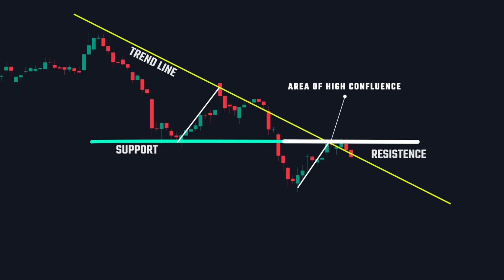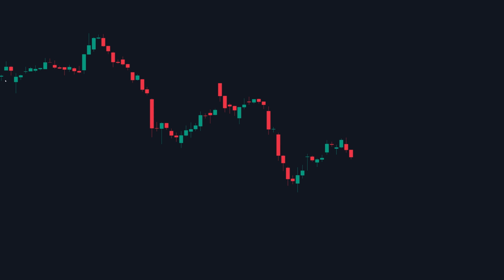Since there are different types of traders using various strategies at this level, it becomes an area of confluence, indicating significant importance in the market. As a trader, let's break this down and understand it clearly. In the current market, we are experiencing a downtrend.